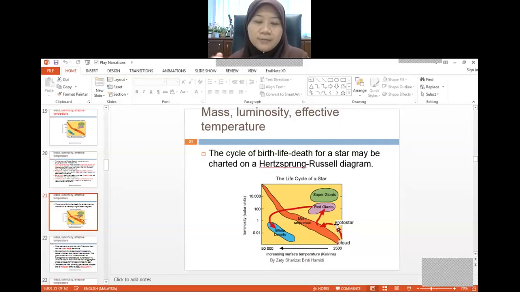And then it goes to the center point, which we call the main sequence. It will take a lot of time, many years, before it moves to the red giants. Some of the stars will go to the supergiants, some will not, but most of them will go to the white dwarf. So the majority will go to white dwarfs before we can have a supernova explosion death, which means that the star is dead. So this cycle shows the process very clearly.